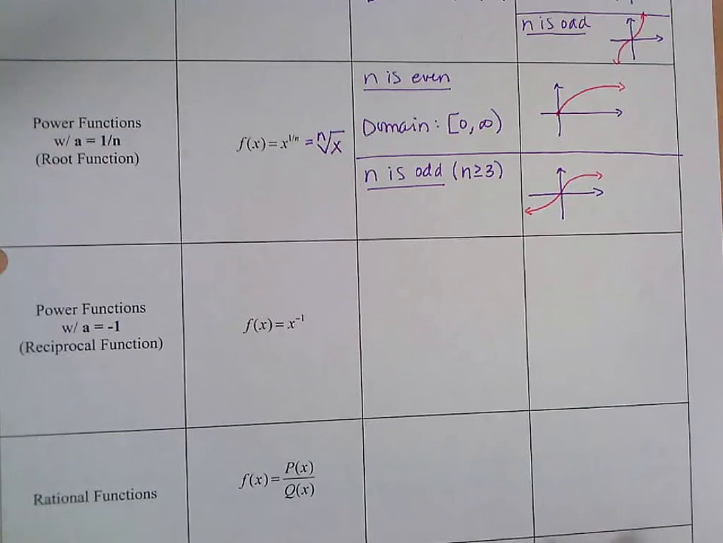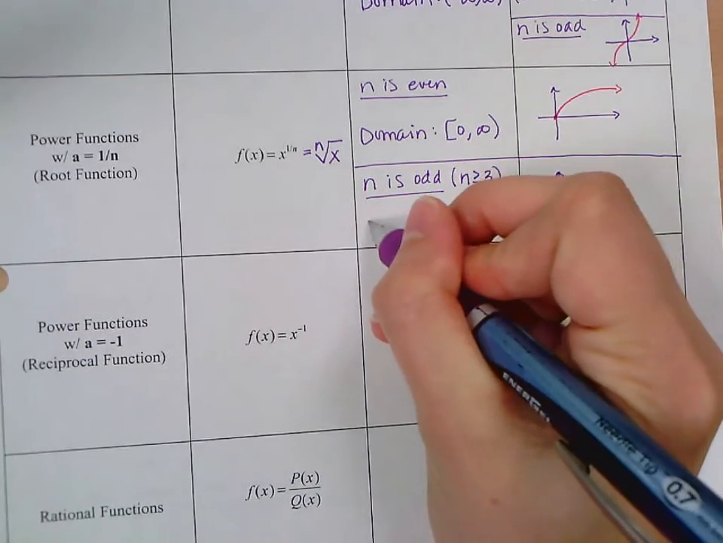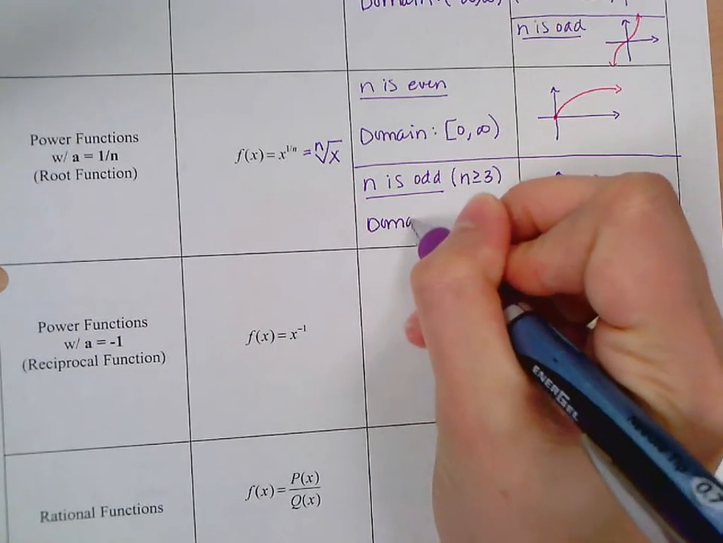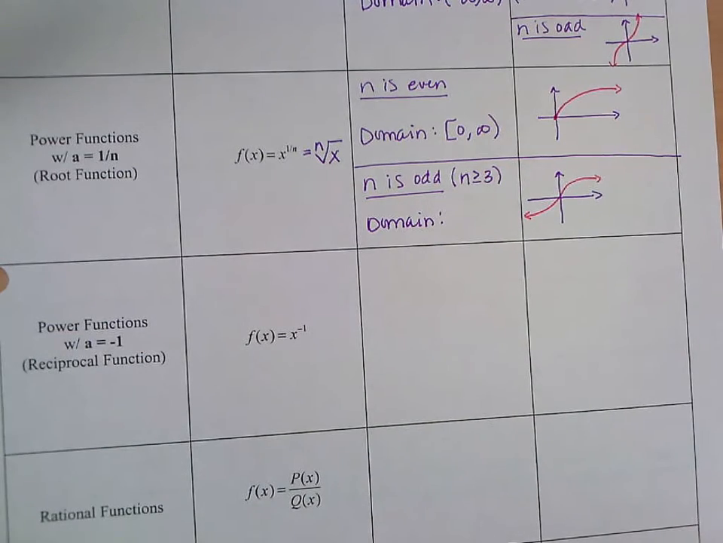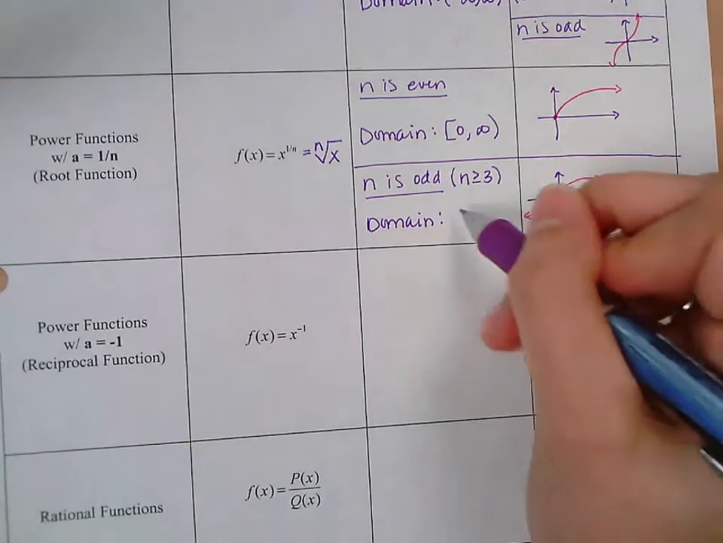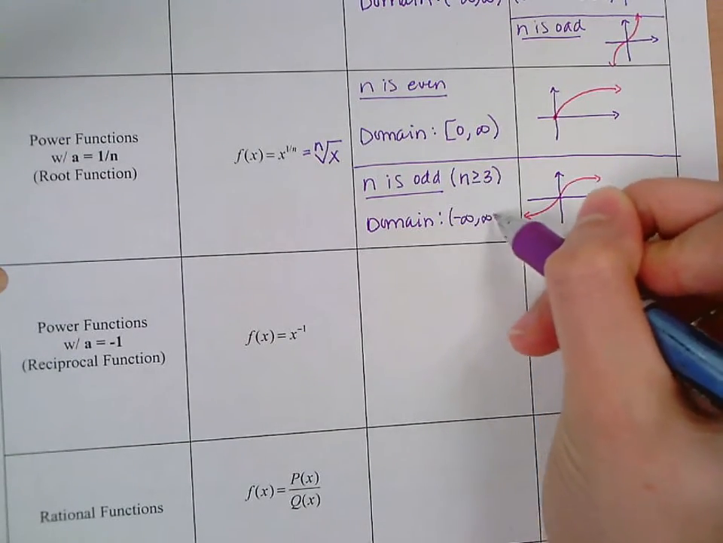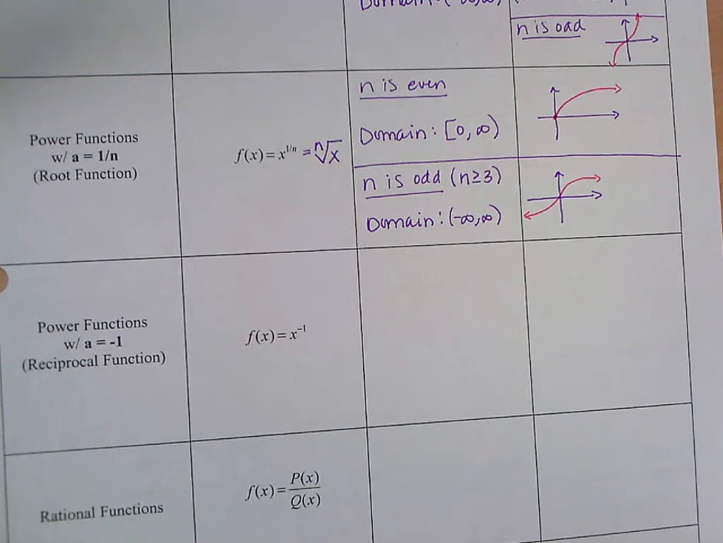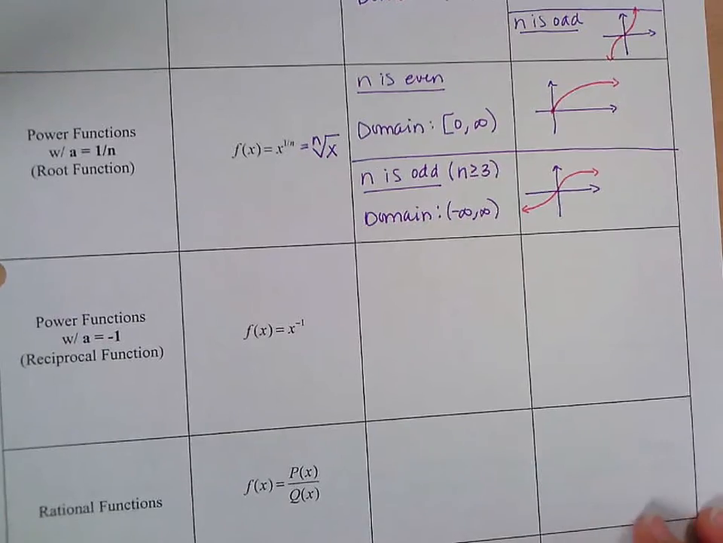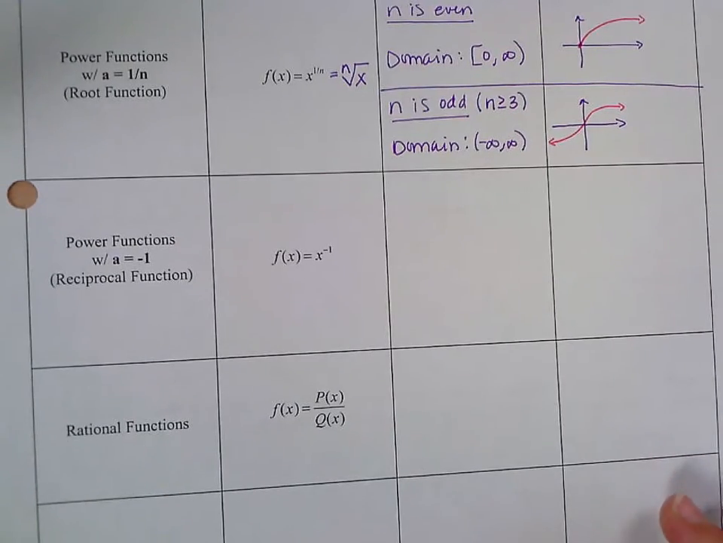Okay, so if n is odd, if you have an odd root, what is that domain then? It's all real numbers, yeah. Negative to positive infinity. So just keep that in mind too. If you are taking the cube root of something, fifth root of something, you can have a negative number inside of that root. Cube root of negative 8 is negative 2. So that is all real numbers for that domain.